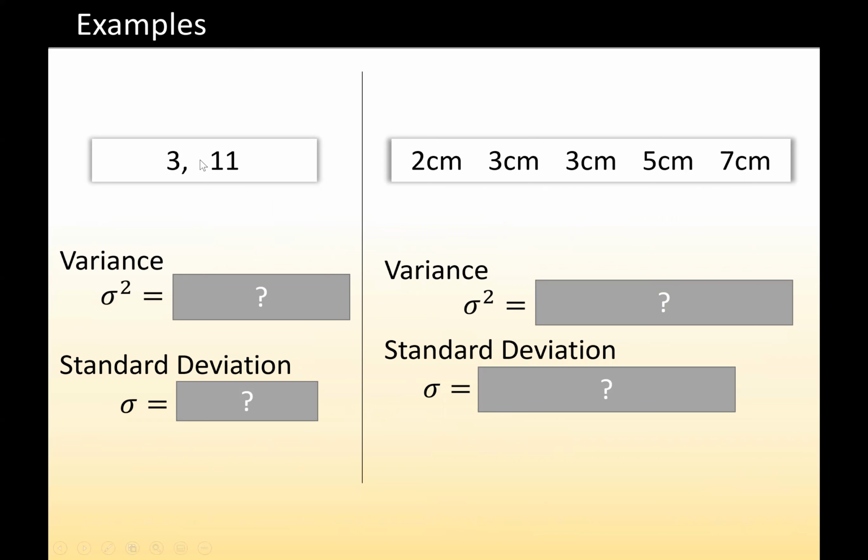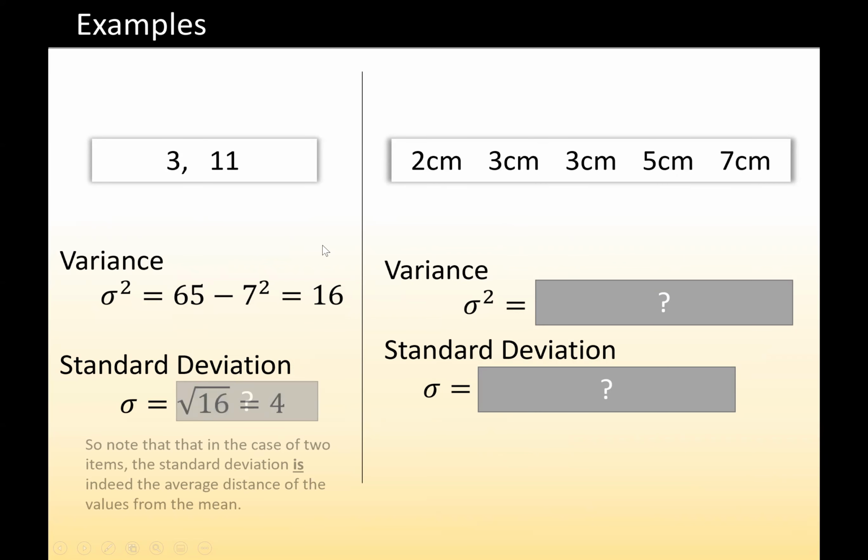So the variance, first of all, always start off working out the variance, then we can square root at the end. We've got two pieces of data here, 3 and 11. It's going to make our life nice and easy. We can see exactly what's going on. So we're going to do mean of squares, which is going to be 65. Take away the square of the mean, so 7 squared. That gives us 16. And our variance in this case then is 4.